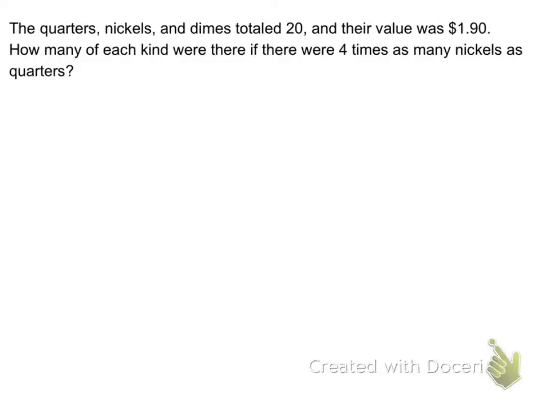So next question is, the quarters, nickels, and dimes totaled 20 and their value is $1.90. How many of each kind were there if there are 4 times as many nickels as quarters? Q plus N plus D equals 20.